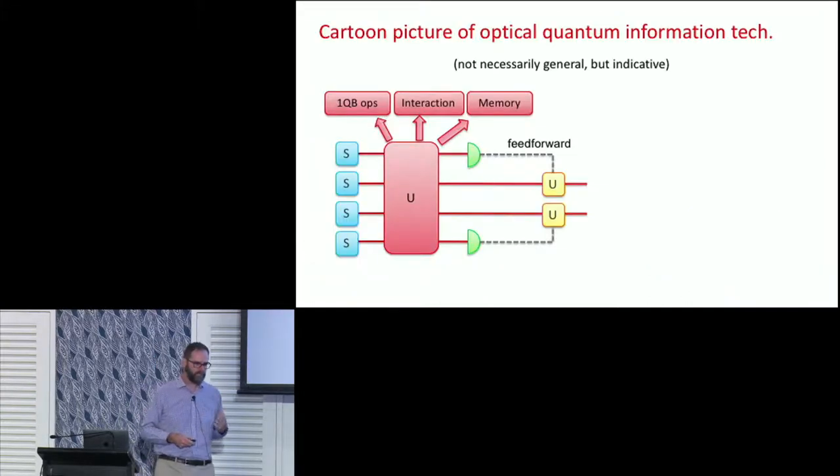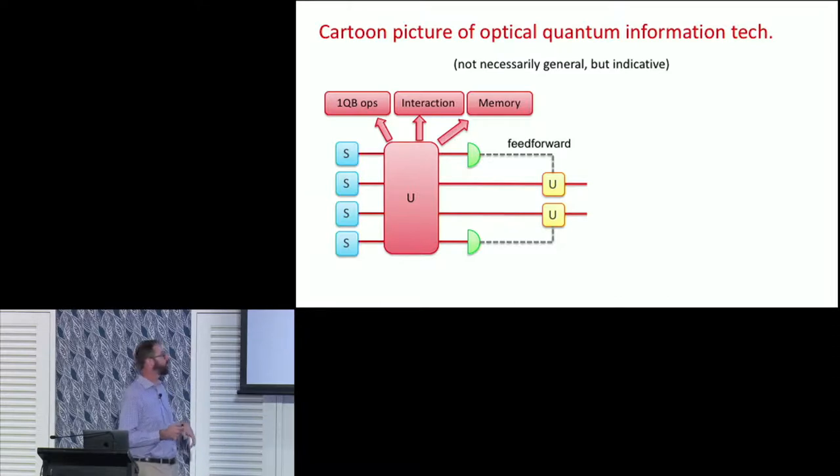Okay, so here's a cartoon picture of optical quantum information science. It's a cartoon because it's really not representing any circuit in particular, and it's not even particularly general, but it gives us a little bit of a flavor of what we might do with optical quantum states. Well, first of all, we have these S's. We need sources of states. We need to generate our light, and we need to encode information into it.